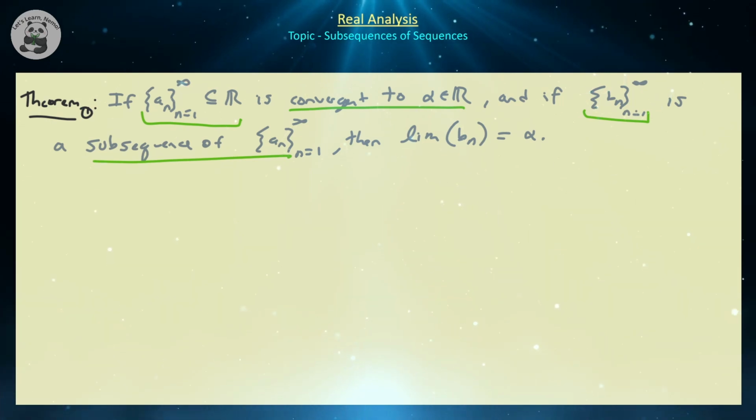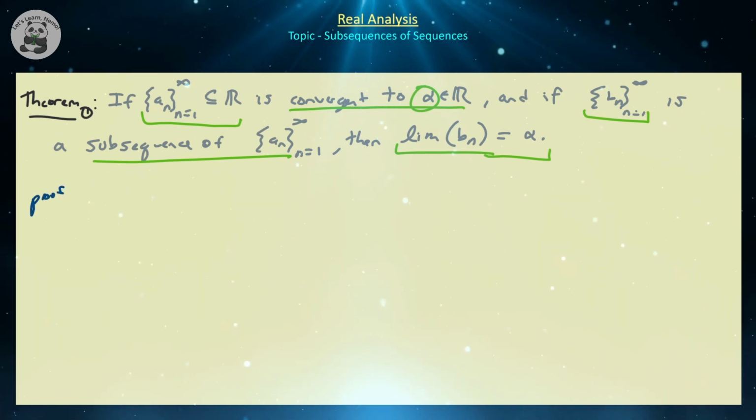So if we say that this bigger sequence converges to, say, alpha, what can you say about any subsequence of that convergent sequence? Well, this theorem claims that the limit of any subsequence of a convergent sequence is the exact same limit as the overarching sequence, in this case, alpha. So how are we going to go about justifying this, right? If you have a sequence that converges, any subsequence of that convergent sequence also converges to the same exact limit, right? So how are we going to prove it?